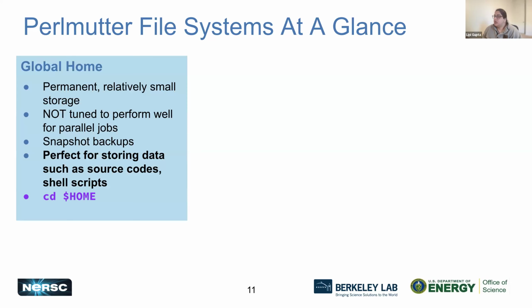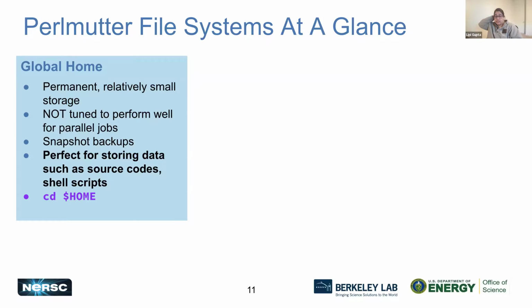Okay, so let's do a quick at a glance view at the file systems. As I mentioned, we have this thing called Global Home. The reason I start with this one is because it's the one you kind of land in when you first log into the system. So if you log in and you do LS, it'll show you that you're in your home directory. It's a really small little space, and it's not meant for doing active computation. It's really perfect for just storing some source code, some shell scripts, things like that.